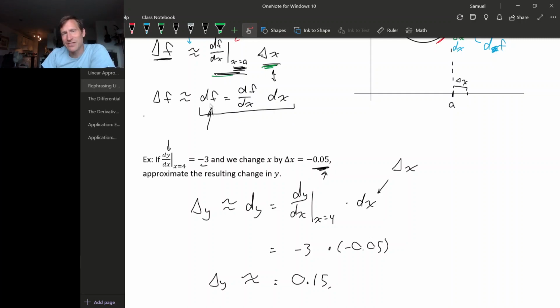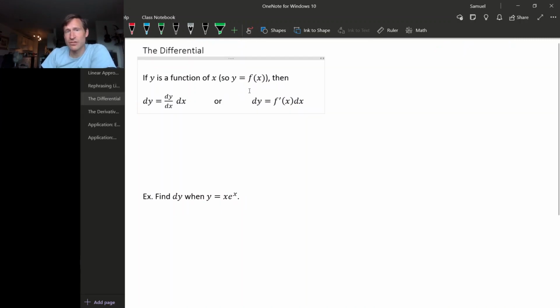these df and dx by themselves, these are what are called differentials. So if we have y as a function of x, then the differential of y, that's dy, is the derivative of y with respect to x times dx. Or if you like prime notation, you can write it this way. And we'll talk in a second about how to think about what this dy thing is. But first, let's just do an example.